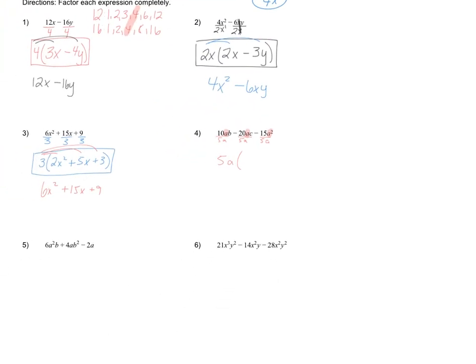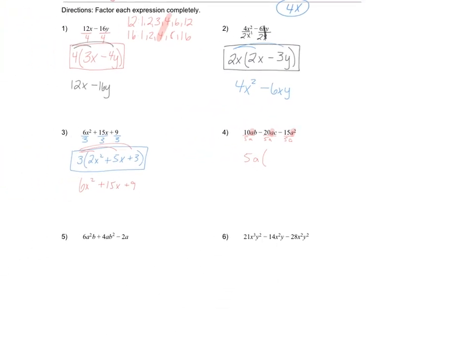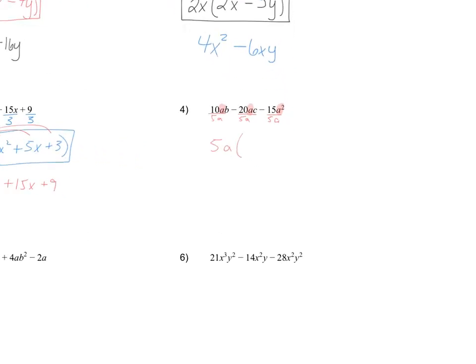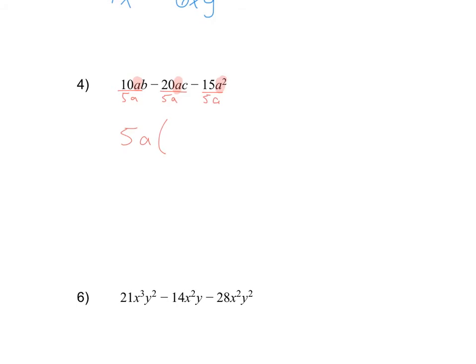So looking back, whatever I'm dividing everything by comes on the outside of the parentheses. Whatever's left stays inside the parentheses. Let's go ahead and divide. 10 divided by 5 is 2. A divided by a just cancels each other out, and we're just left with that b there.